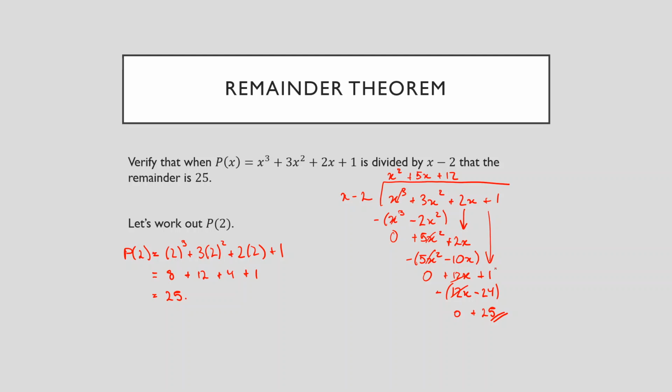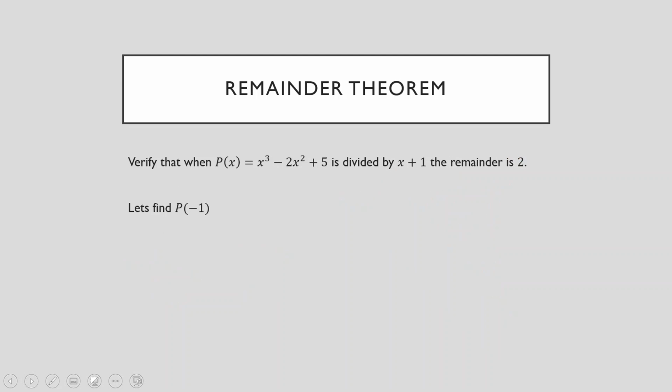Isn't that interesting? Can you maybe see a connection between the number that we put into this polynomial and the factor that we divide the polynomial by? Maybe. Oh well, let's do another question. So, verify when this polynomial is divided by x plus 1, the remainder is 2.